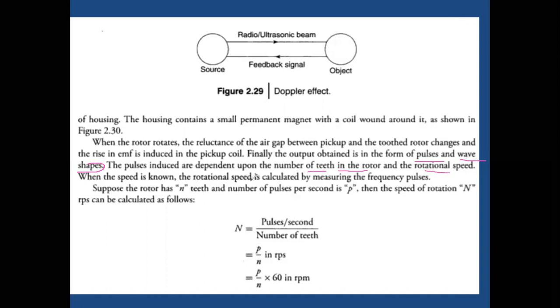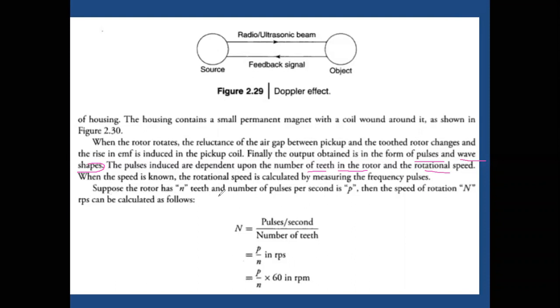When the speed is known, the rotational speed is calculated by measuring the frequency of pulses. When we need to calculate the rotational speed, we just measure or observe the frequency of pulses. Just as I said, when a speed is known, the rotational speed is calculated by measuring the frequency of pulses.